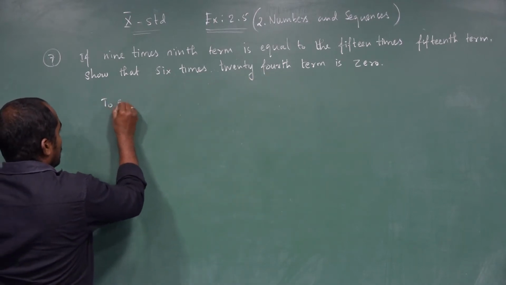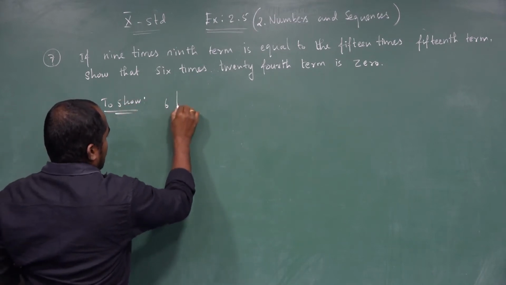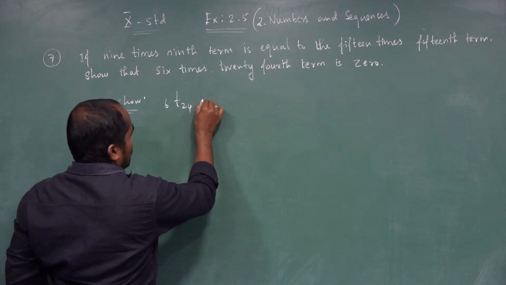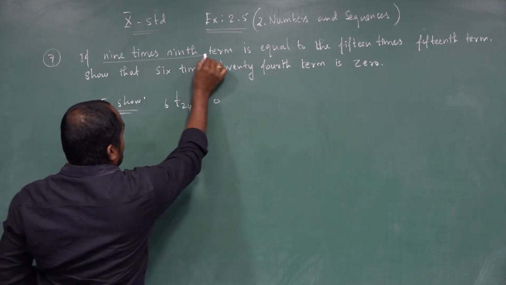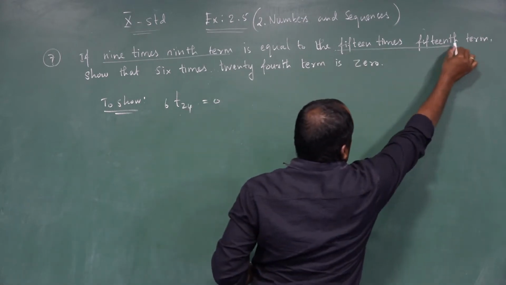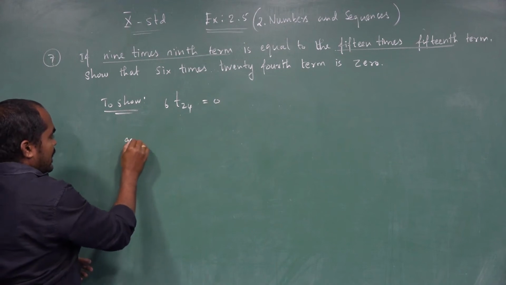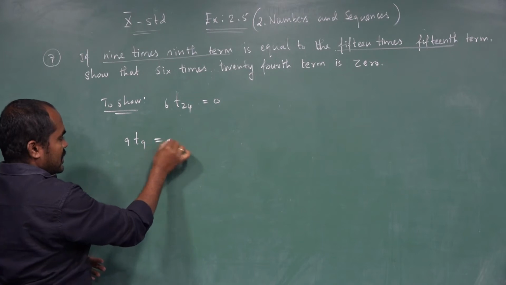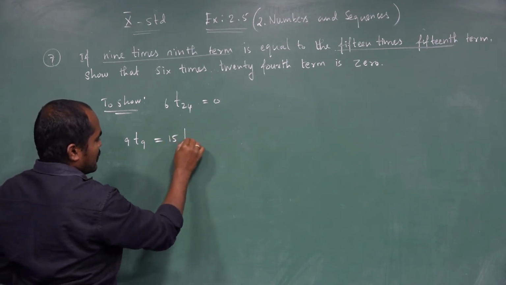So to show 6 times the 24th term, that means T24, 6 times the 24th term is 0. But given is 9 times the 9th term is equal to 15 times the 15th term. This is our given condition. So 9 times the 9th term means 9 into T9 is equal to 15 times the 15th term means 15 into T15.